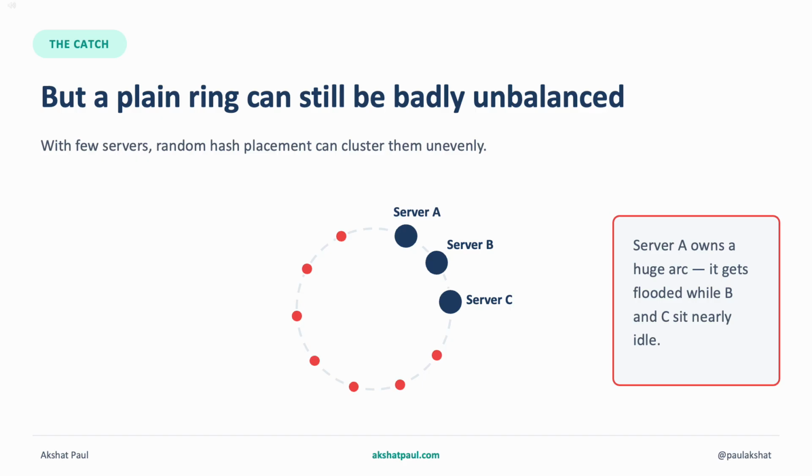In production, that means server A gets hammered with way more traffic and way more data than B or C, a hotspot sitting right next to underutilized machines. So, great. We fixed the rebalancing problem, but now we have a load balancing problem. This is exactly the kind of nuance that separates a candidate who memorized the hash ring from one who actually understands the trade-offs. So, how do we fix it?